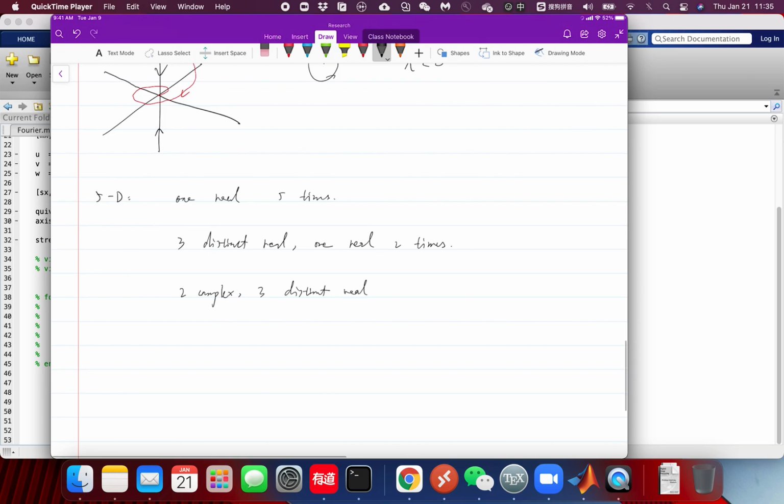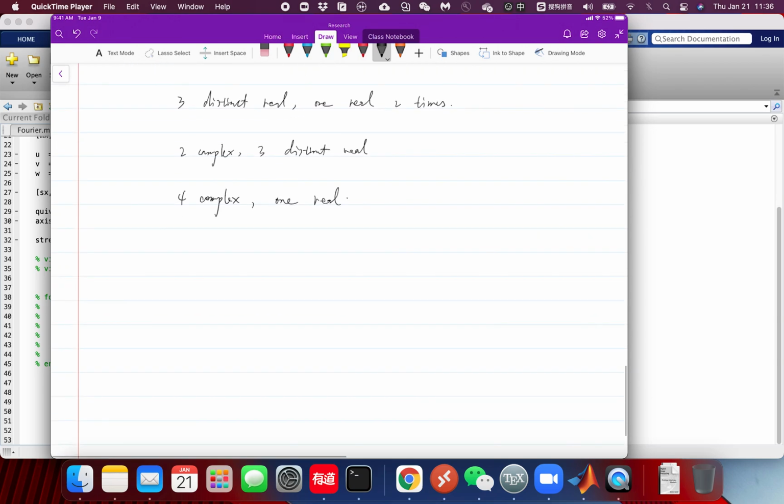You may also have 2 by 2, so 4 complex, which means 2 pairs. So in 2 directions, it's going to be rotating. In the other 2 directions, it's also going to be rotating, but then 1 real. You may even have a 0 eigenvalue case. So you have so many more cases, but really what you need to focus on are just the following information.